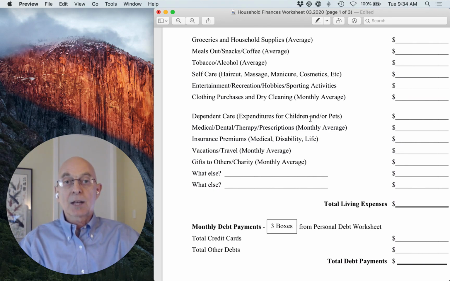Obviously, if you've got children, you have summer expenses, Christmas expenses, back to school expenses, you're familiar with that kind of cycle. Add all those up, divide by 12 to get a monthly average is what's suggested here. Pets is another one. Some of the veterinary bills on pets, I've seen some pretty large numbers there. So working to get an average on those dependent care lines is helpful.